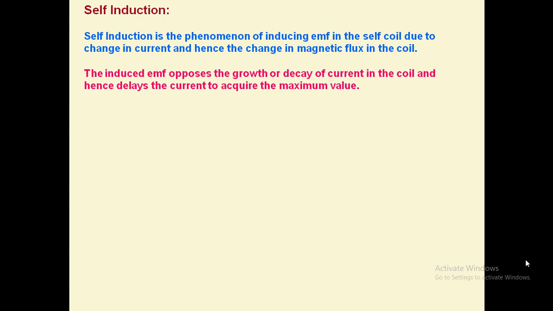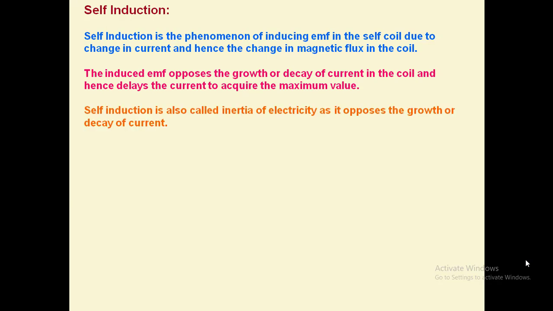According to Lenz's law, we know that the induced current will always oppose the cause that produced it. So if the increasing current produces the induced EMF, it will oppose that. If decreasing current produces the EMF, it will oppose that, and hence delays the current in acquiring the maximum value. So it will not allow the current to reach the maximum value.